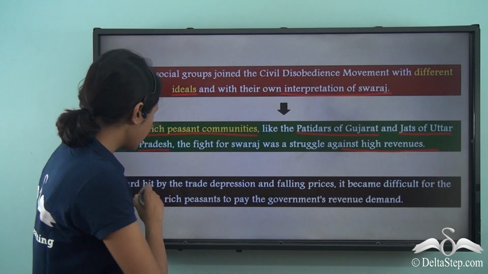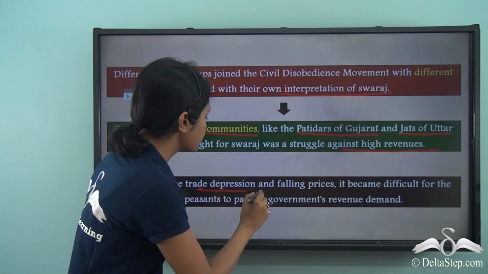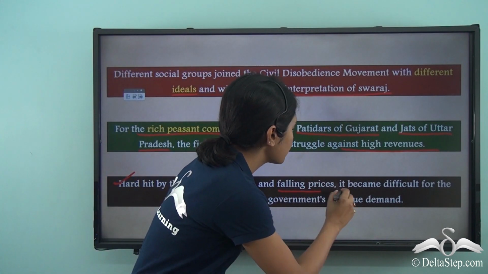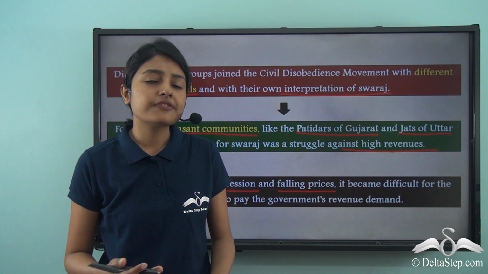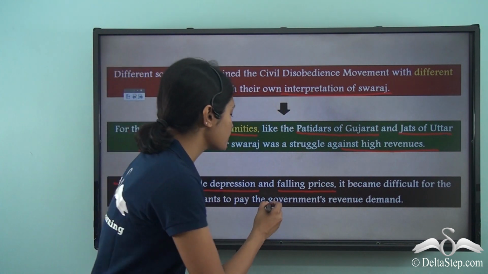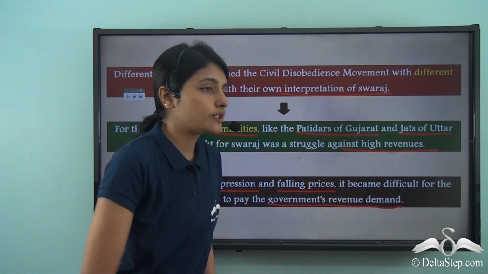Now, hard hit by the trade depression as well as the falling prices, it became difficult for these rich peasants to pay the government's revenue demand.